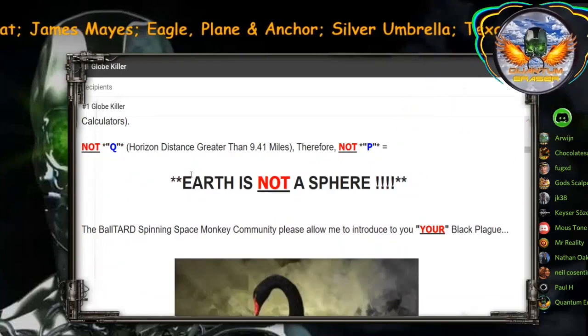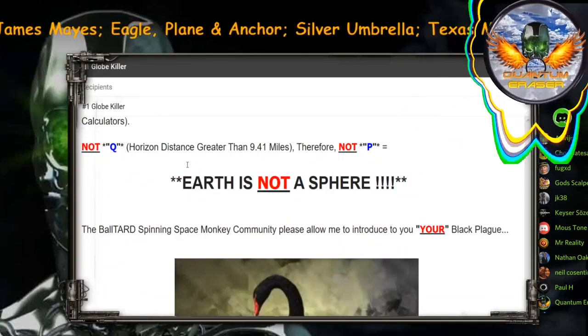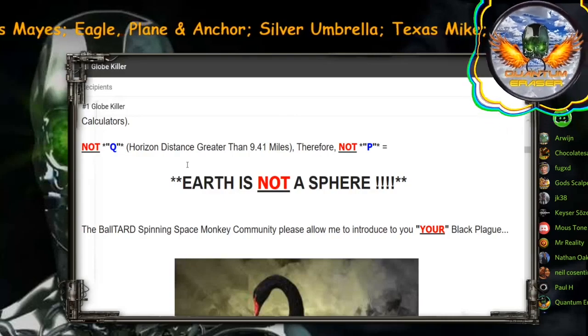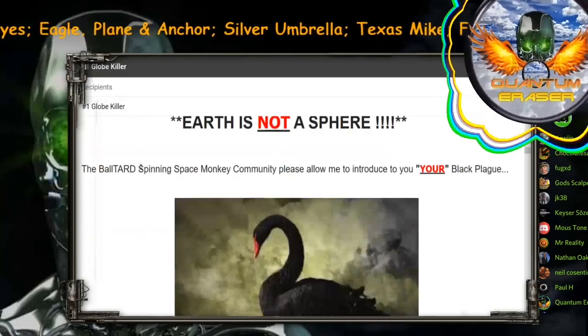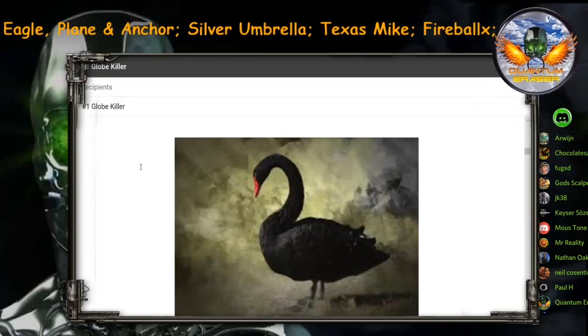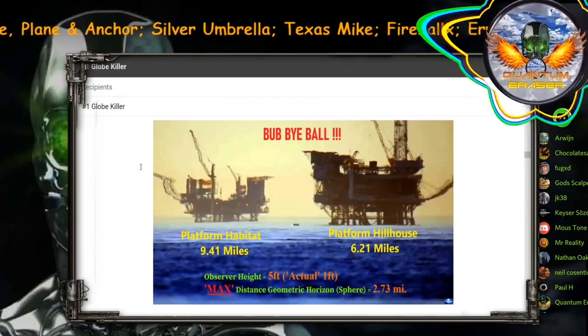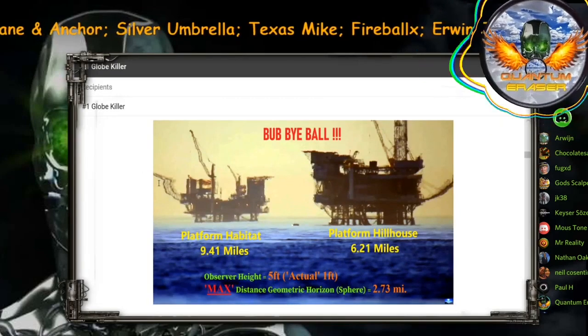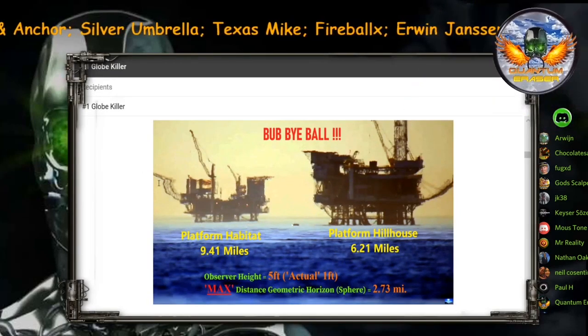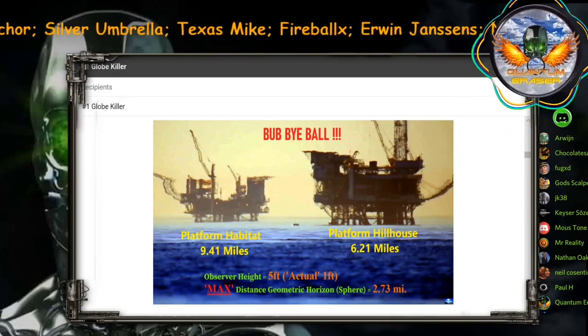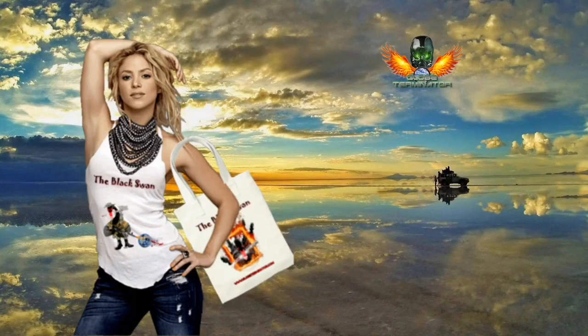Ball-tard spinning space monkey community, please allow me to introduce to you again your Black Plague, the Black Swan. There she is. Isn't she a beaut? Questions, comments? Because this is a top 3 show, I want to go through the fact that this is a demolition of the ball-tard spinning space monkey religion.